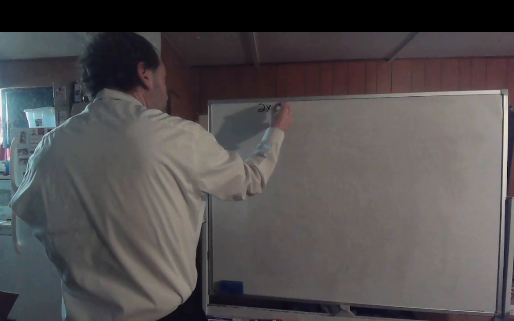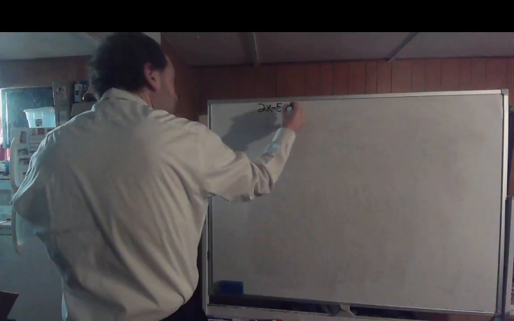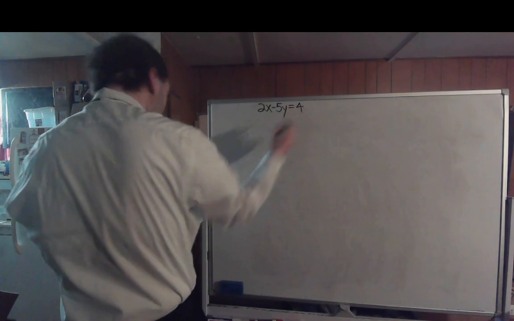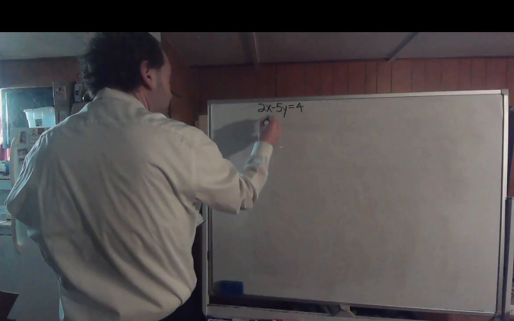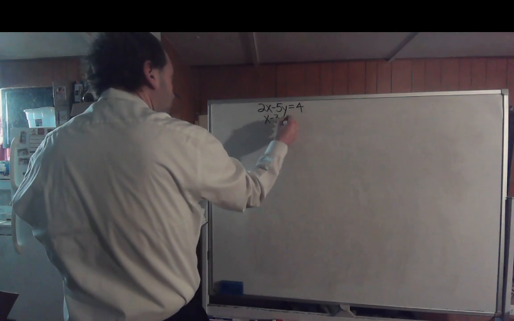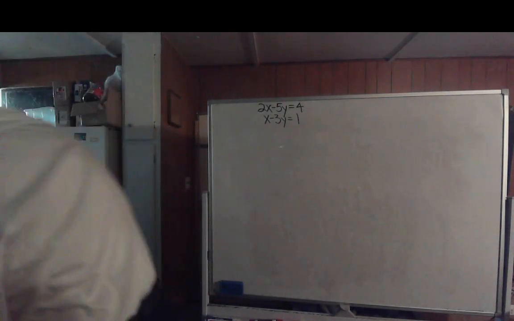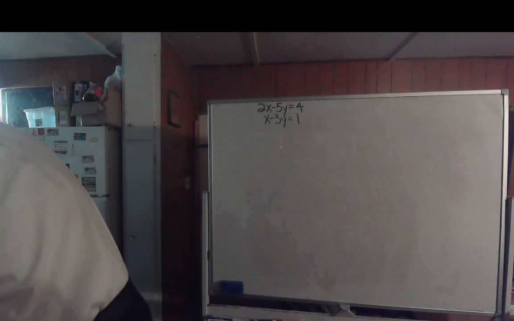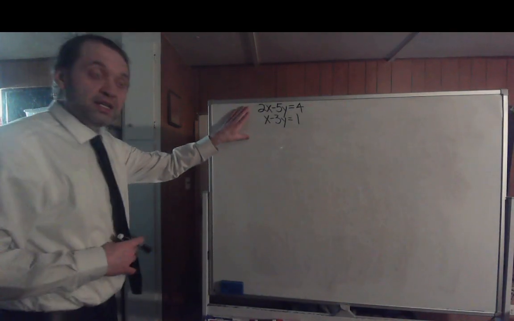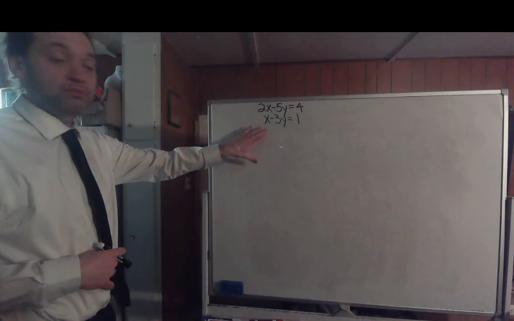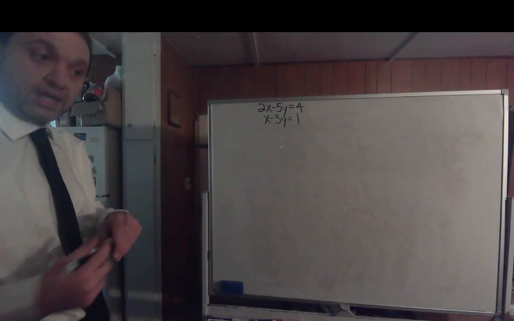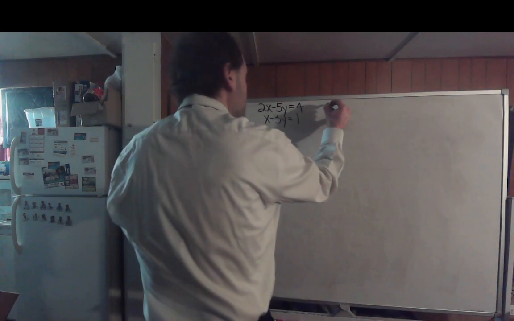2x minus 5y is equal to 4. Then we have x minus 3y is equal to 1. Alright, so there's our last system of the lesson. So we have 2x minus 5y equals 4, x minus 3y equals 1. Well, let's go ahead and set up our three separate matrices here.